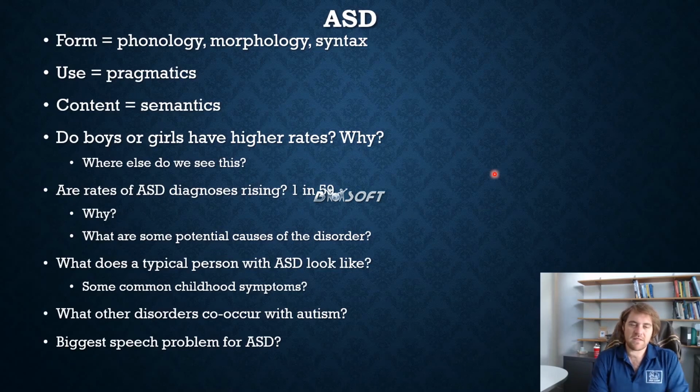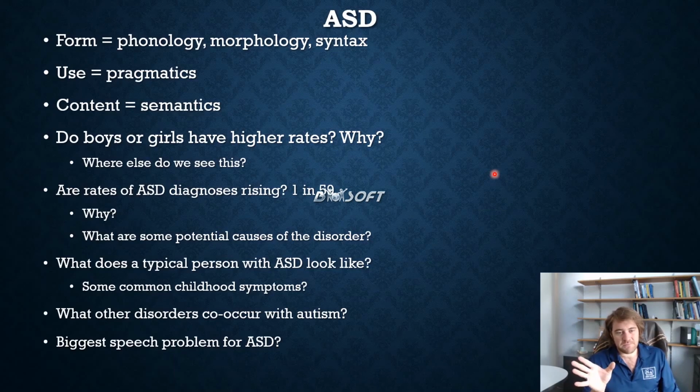So are rates of autism diagnoses rising? Yes. I mean, the rates of diagnoses are rising for sure. No doubt about that. Now it's 1 in 59. It was 1 in 68 last semester when I taught this class. So that's pretty crazy. That's the incidence.